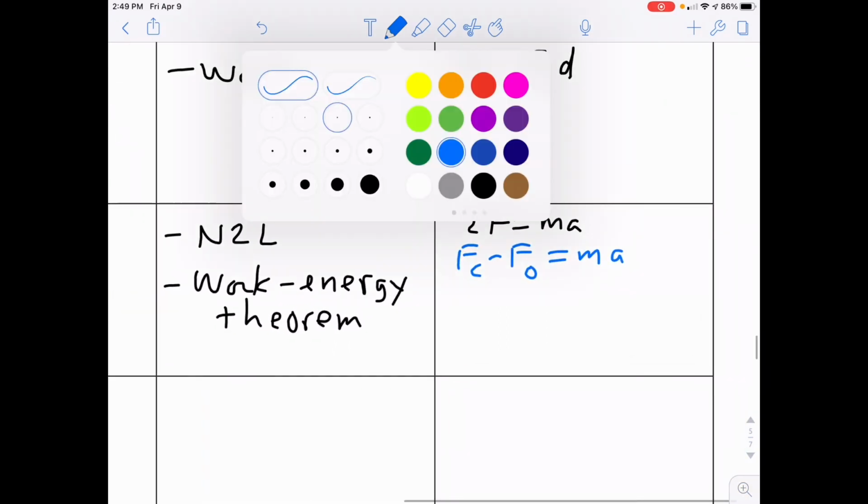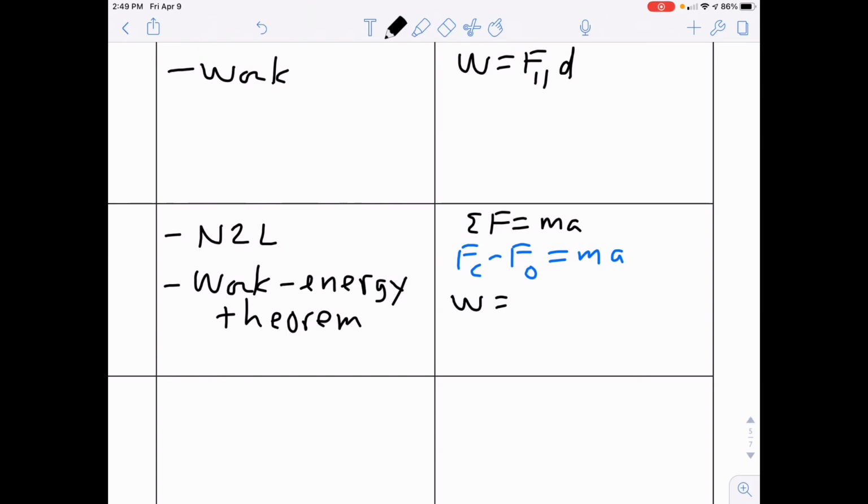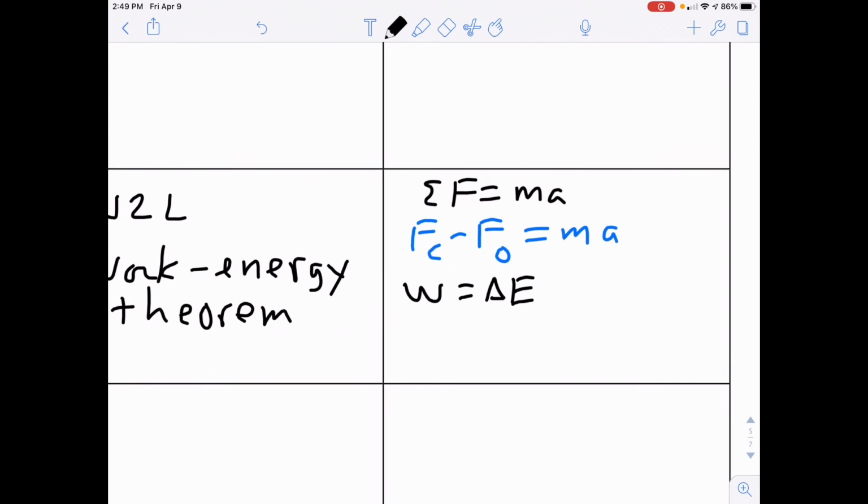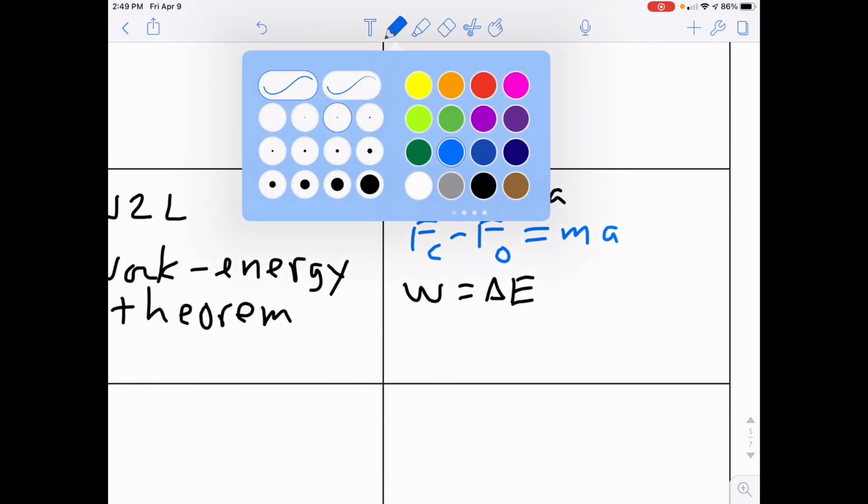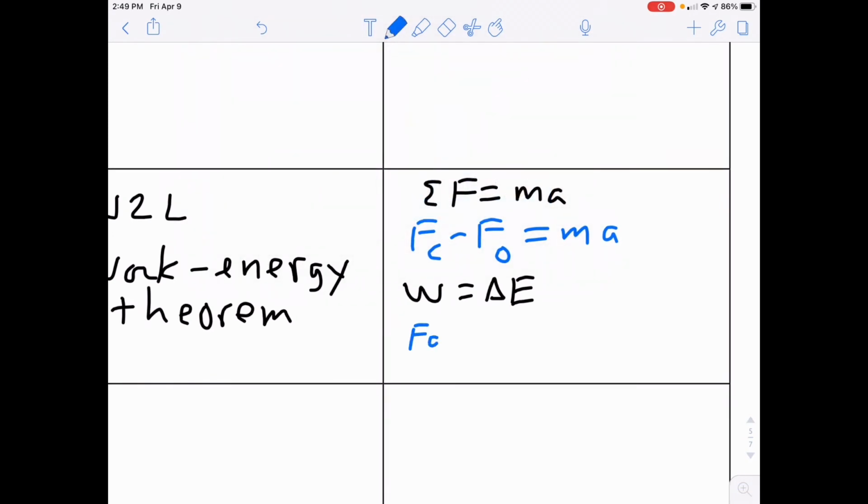Now, the work energy theorem states that the work is equal to some sort of change in energy. Usually that change in energy is going to be a change in kinetic energy, more often than not. So we could actually rewrite this as the work, which is force times distance, equals 1/2 mv squared minus 1/2 mv naught squared. Or you could write initial and final, that works too.